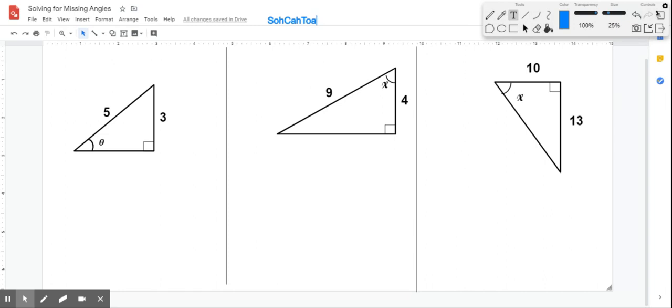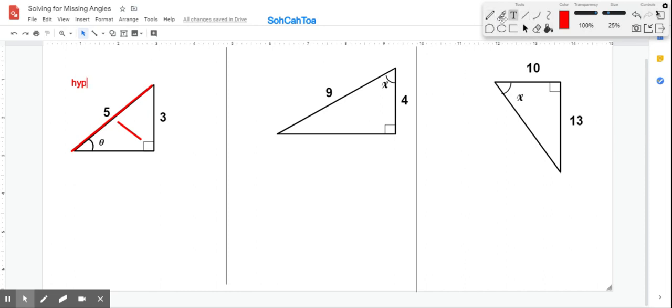So here we have a right triangle where we're given one side is 5, one is 3, and we do not know an angle. We do know that this angle is a 90-degree angle. So what we can do first is to identify what sides we are given. First and foremost, we know that across from our 90-degree angle is the hypotenuse. So this side right here is our hypotenuse. So I'm going to say hype.